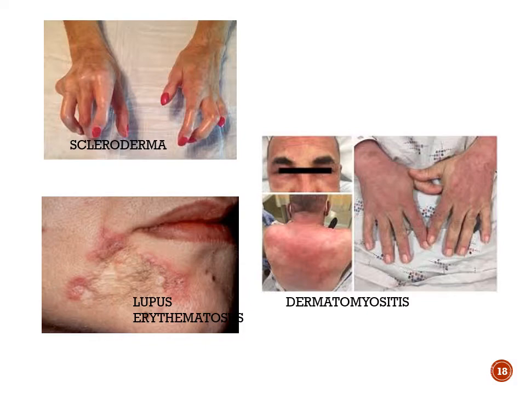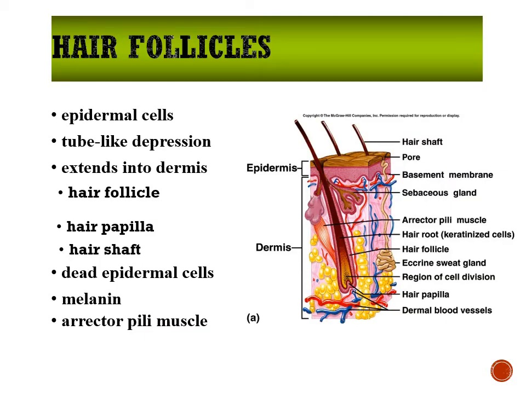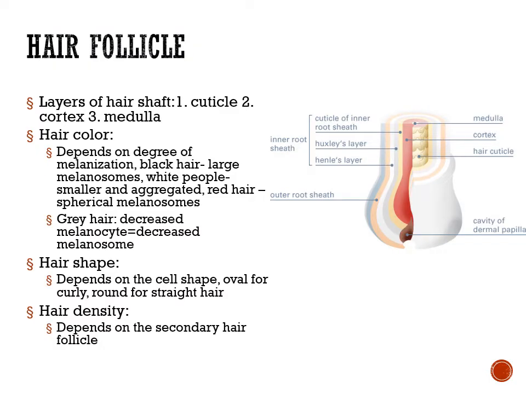So after the dermis, we now go to the hair follicle. Hair follicles are epidermal cells with a tube-like depression that extends into the dermis. Hair color depends on the degree of melanization. Black hair usually has large melanosomes. White or light-colored hair has smaller and aggregated melanosomes. Red hair has spherical melanosomes. Graying of hair is due to a decrease in melanocytes, causing a decrease in melanosomes.